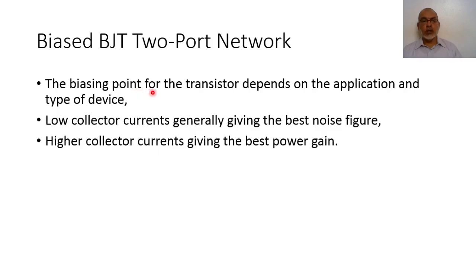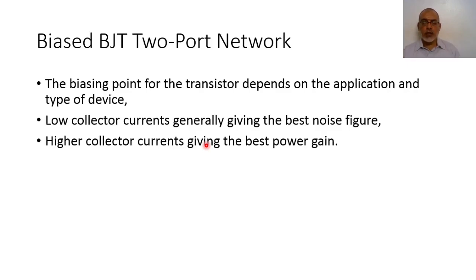The biasing point of the transistor depends on the application of the transistor. For low collector currents, we have the best noise figure. So if you are going to design a low noise amplifier, we are going to use low collector current. On the other hand, higher collector currents give the best power gain. So if we are planning to design a power amplifier, we are going to increase the collector current. Depending on the application, we choose the biasing point for such a transistor.